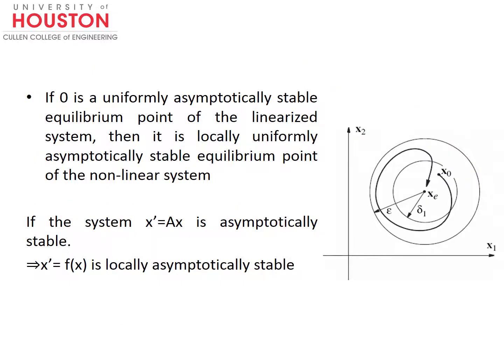Consider this as a system trajectory where xe is the equilibrium point and x naught is a point very close to the equilibrium point. If all solutions of the dynamical system that start out near equilibrium point stay near it forever, then xe is Lyapunov stable. A stronger condition is if xe is Lyapunov stable and all solutions that start out near xe converge to it, then xe is asymptotically stable.